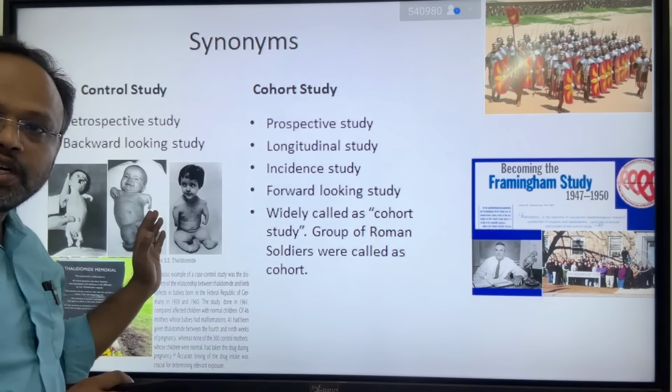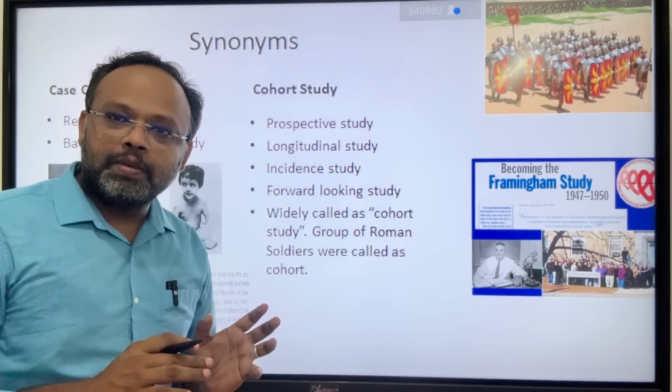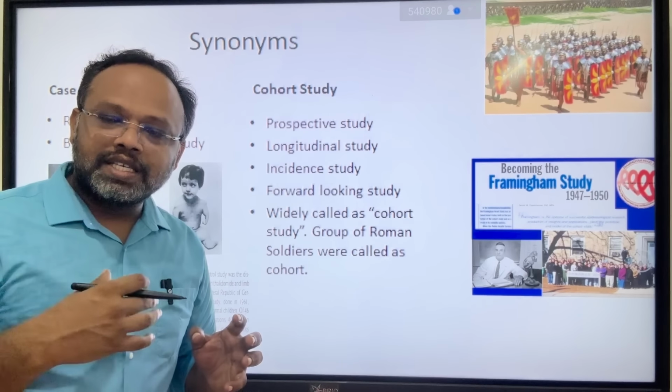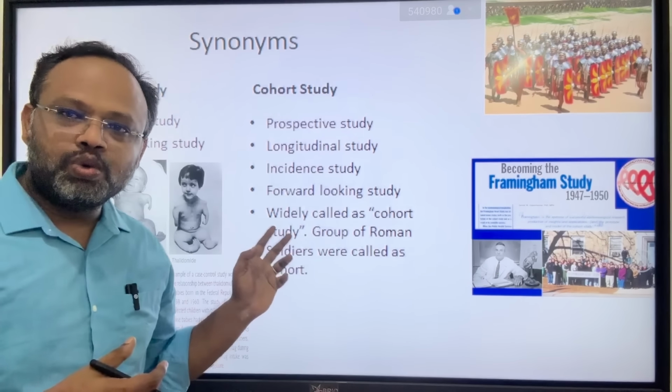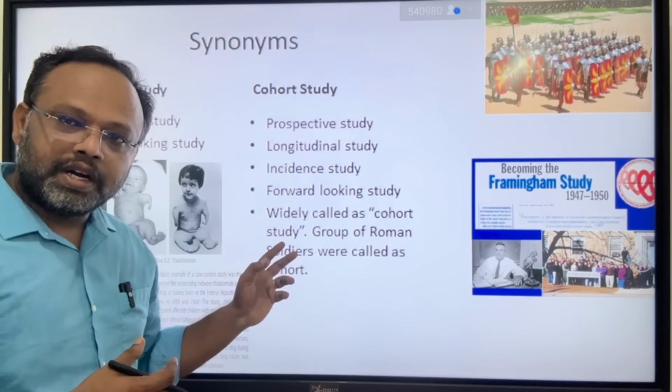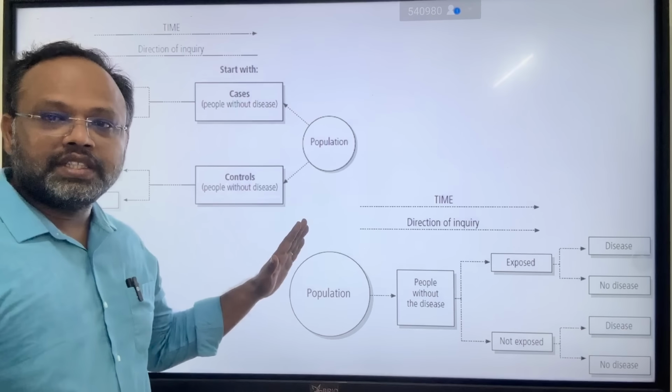Here it is the case control study. The classical example is the thalidomide tragedy, where a few pregnant mothers consumed thalidomide as an antiemetic, and then limb defects were common among the mothers who consumed thalidomide during their pregnancy. So these are the 2 classical examples. Then we have seen this direction of inquiry.